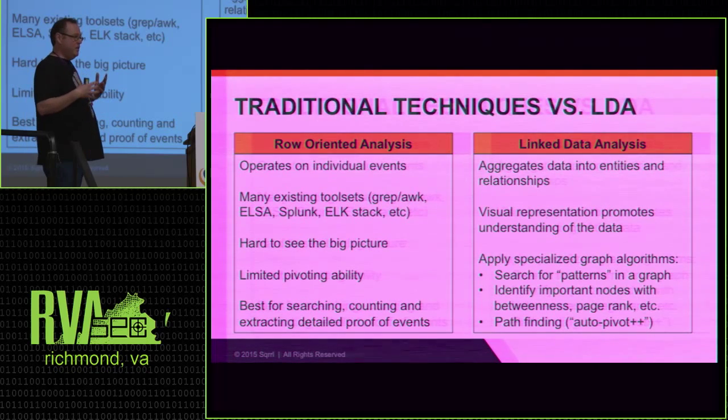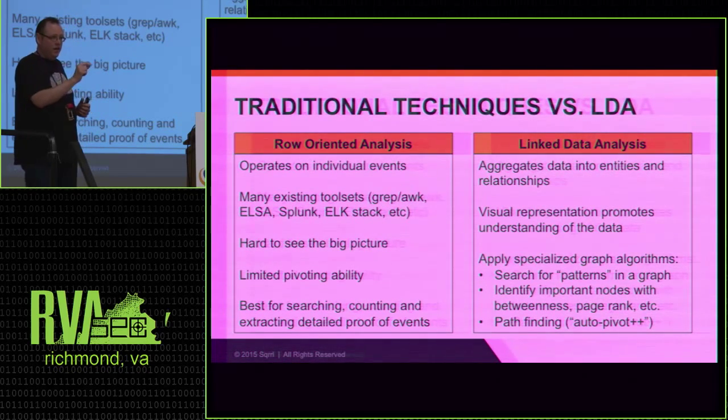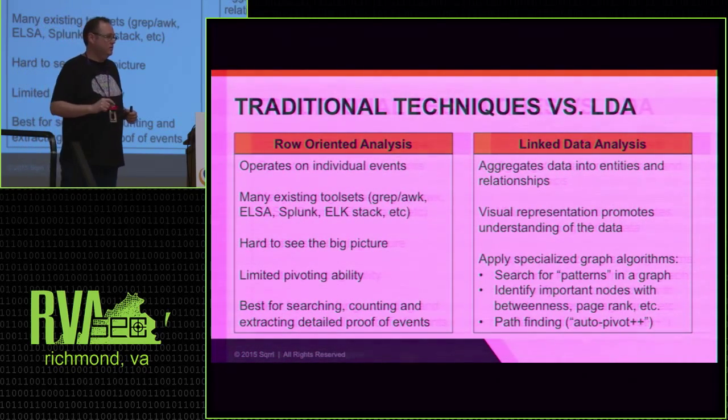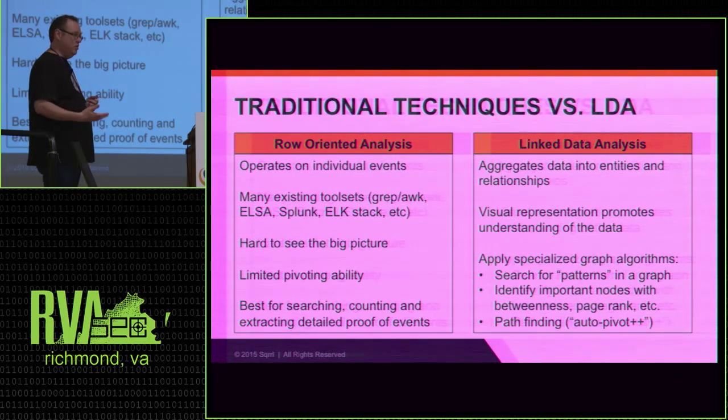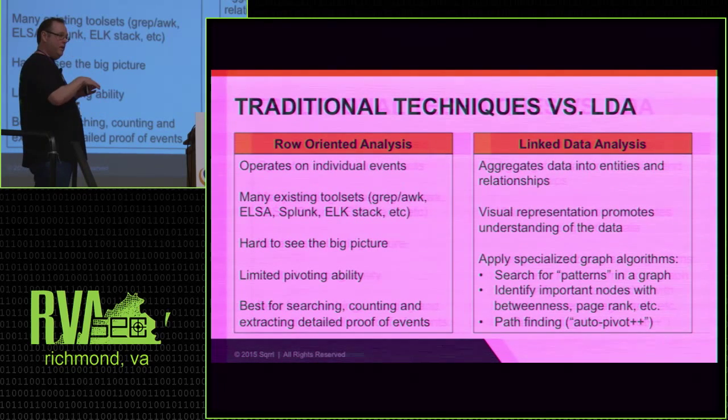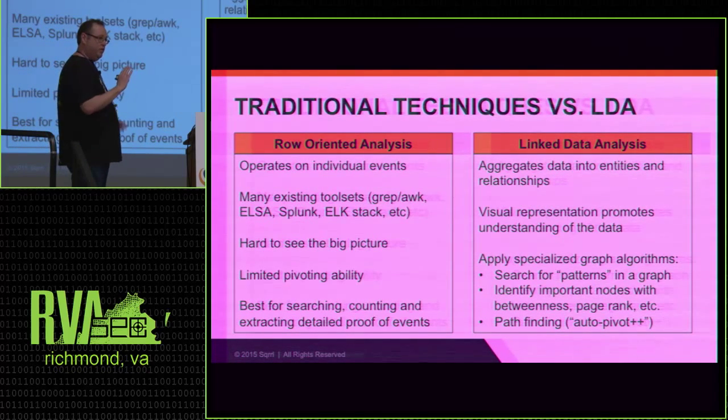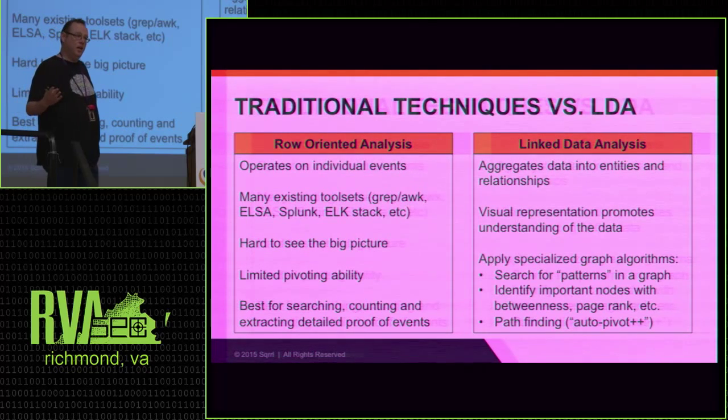But it gets hard to see the big picture when all you're doing is staring at individual lines, because you can't see the relationships. It's hard because they're all in different log files and you have to bounce around and pivot through. It's possible to pivot through those, but you usually have to do it one step at a time, and it's easy to lose track of where you are or where you have been in your investigation.